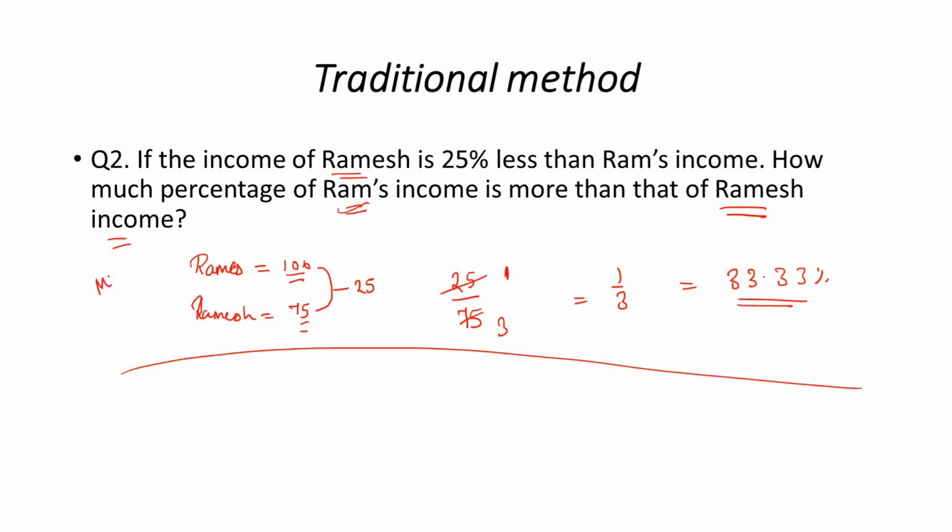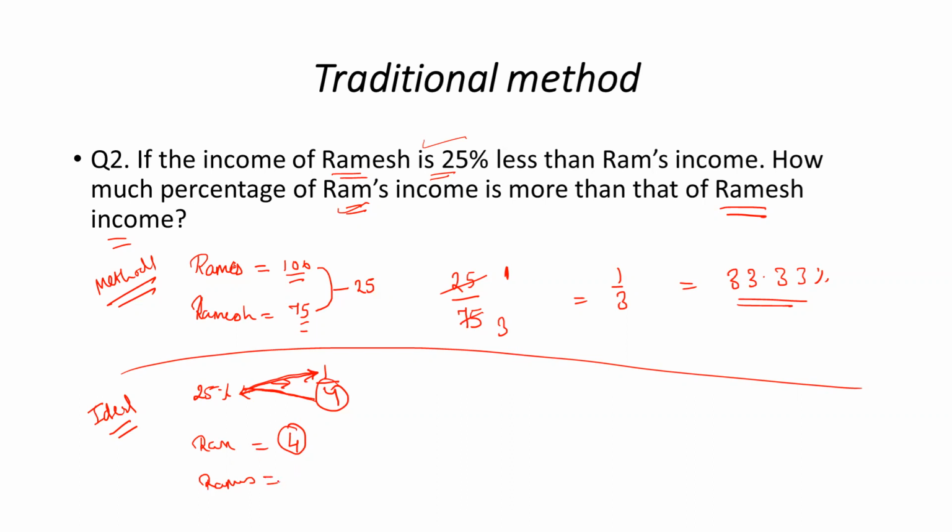This is method 1 to solve this question. But what should be your ideal method? First you will see the percentage, that is 25%, and the value of 25%, that is 1 by 4. Now you will see Ram's income and Ramesh's income. The income of Ramesh is 25% less than Ram's. So I will assume the income of Ram is 4 units. If I assume Ram's income is 4 units, then 25% of 4 is nothing but 1. So Ramesh's income is 25% less than Ram's income.